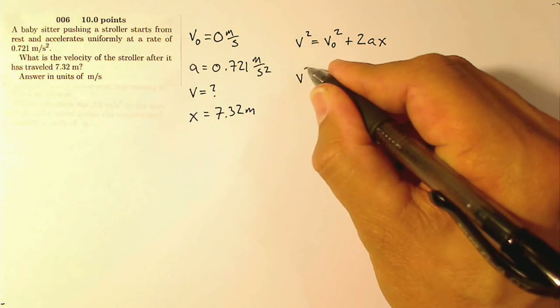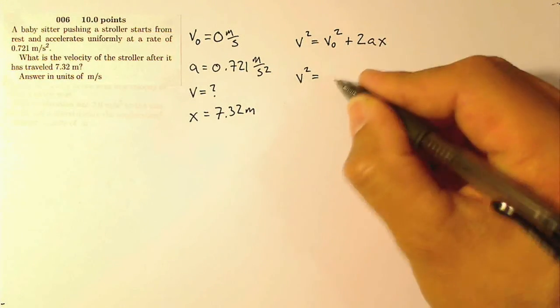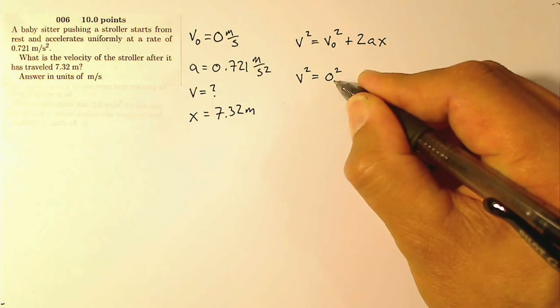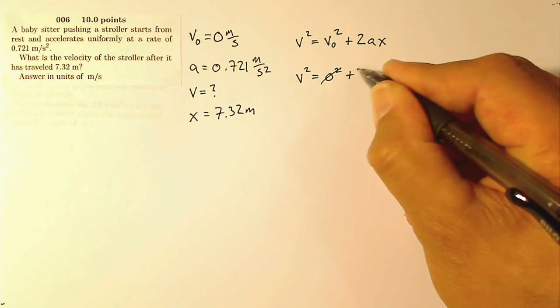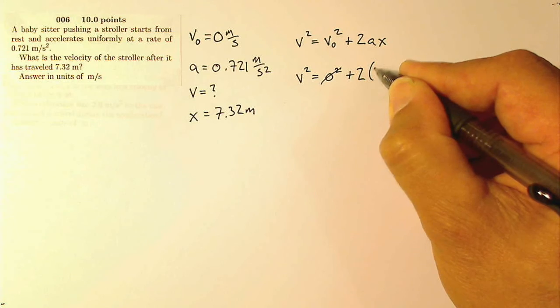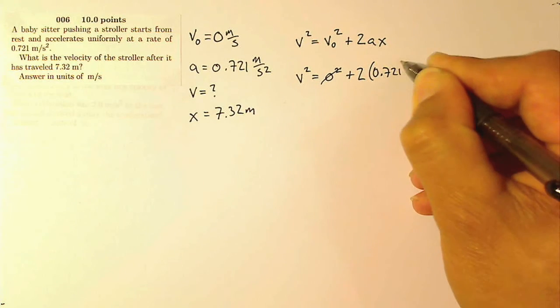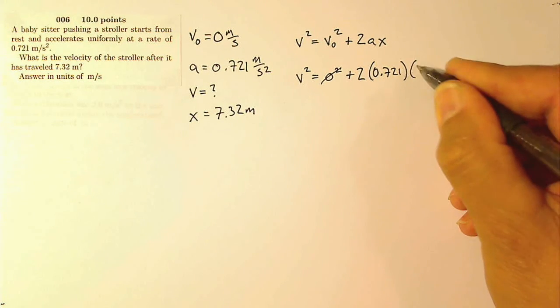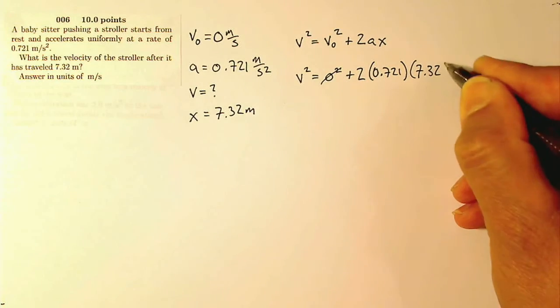So my final velocity squared equals my initial velocity squared. Well, that's 0 squared. That's easy. That's going to go away. Plus twice my acceleration, 0.721, times my displacement of 7.32 meters.